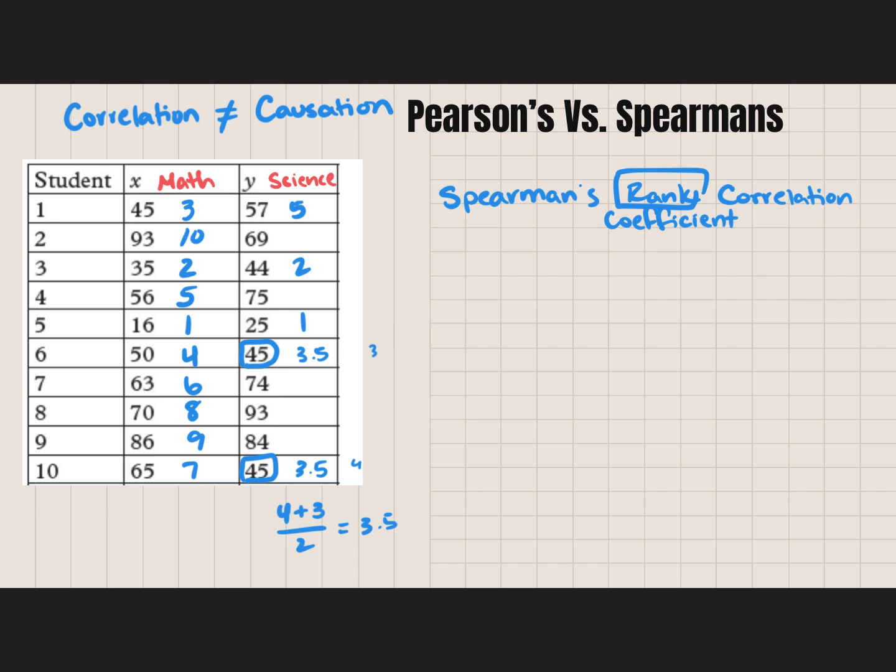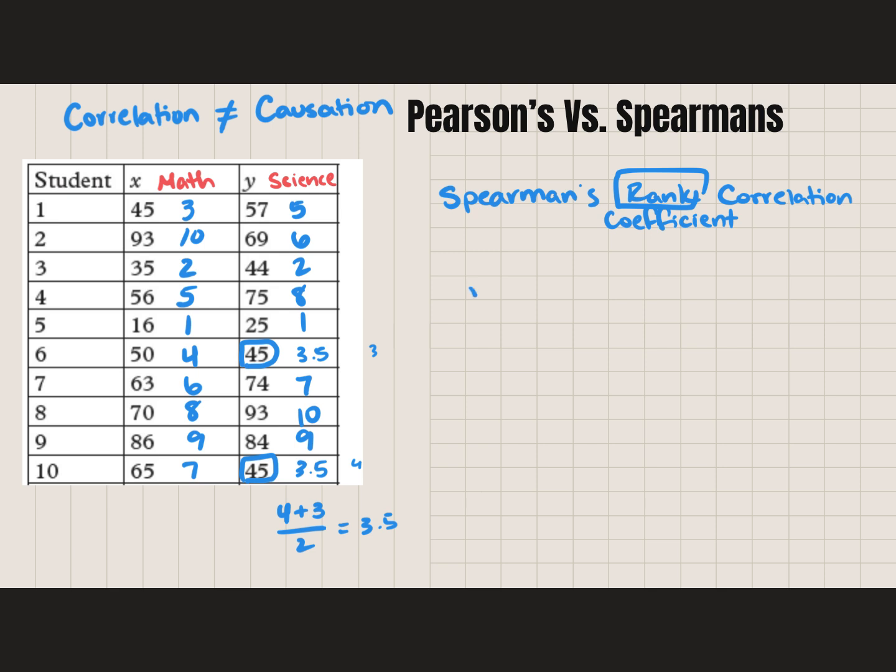It doesn't look like I have any more overlap. So rank 6 would be that 69. Rank 7 is the 74. 8, 9, 10. Once you have your rankings, you do the same calculator steps. You put the rankings in as your data, and then you calculate it as if it were Pearson's correlation coefficient. But because you ranked the data, it is now technically giving you an R value that represents Spearman's.